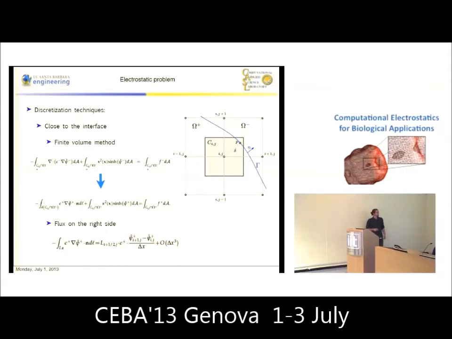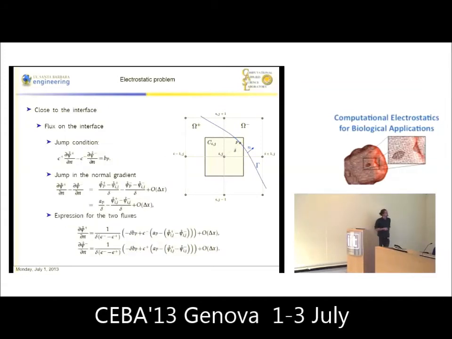And as you can see, this is just a sum of all the flux on all the sides of this domain. Approximating the flux on the sides of the cells is pretty easy. You can just use this formula that is pretty standard. The issue is to approximate the flux on this part, on the interface. And to do so, we're going to be using the jump condition.